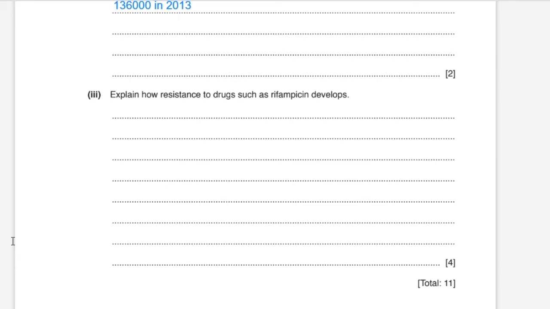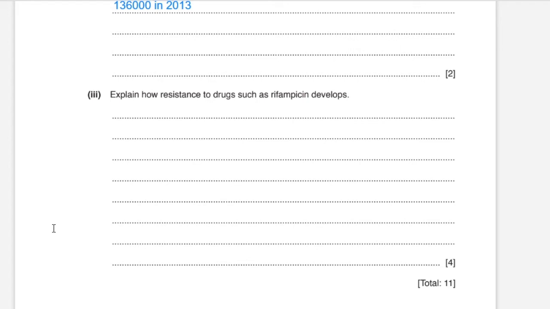I'll write 2 parts to this answer. The first one would include how resistance arises in the first place, and in the second one I'll describe how it can spread. So starting off, resistance arises by mutation, which can be due to overuse of the antibiotic or the course not being completed entirely.